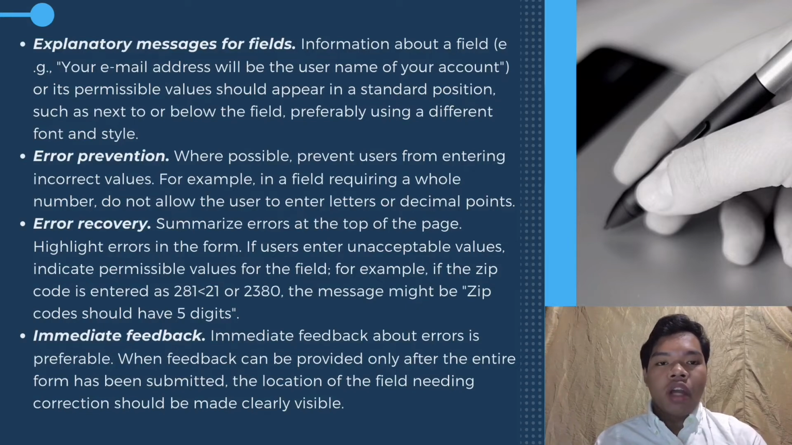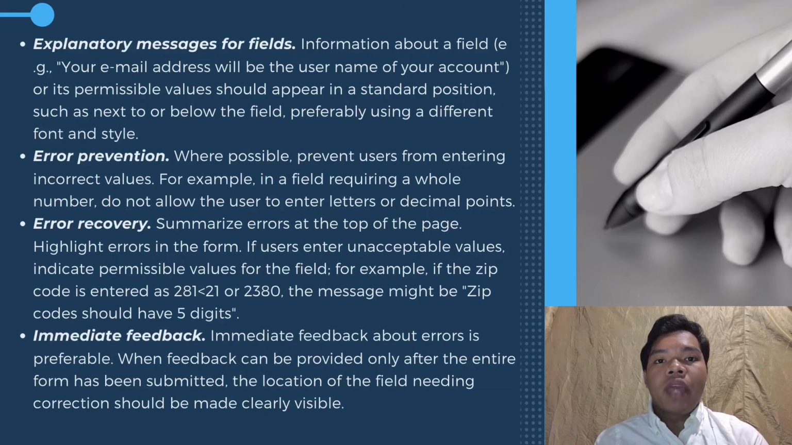Next, error recovery. Summarize errors at the top of the page. Highlight errors in the form. If the user enters unacceptable values, indicate permissible values for the field. For example, if the zip code is entered as 28121 or 2380, the message might be, zip codes should have 5 digits. Next, immediate feedback.